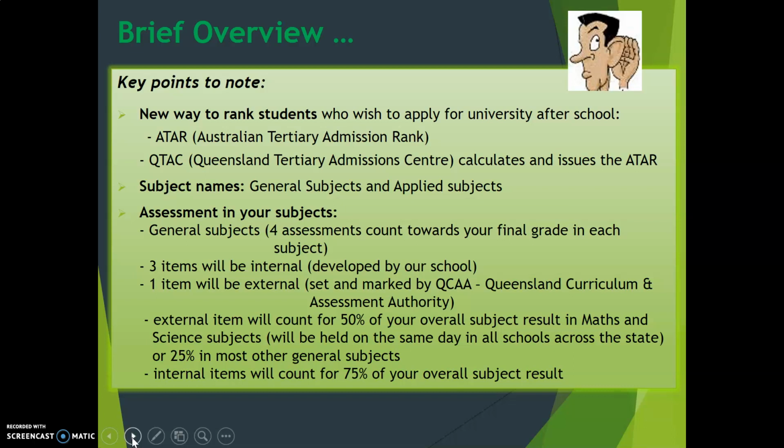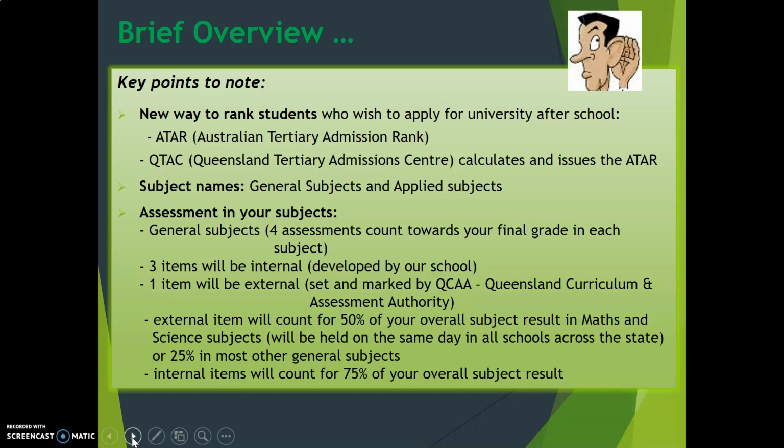One item will be an external item. This is set and marked by the QCAA, and you will sit this in Term 4 of Year 12 to go towards your ATAR. That external item will count for 50% of your overall subject result if you're studying maths and science subjects, and it will be held on the same day in all schools across the state, in all subjects. In most of your other general subjects, the external exam will contribute 25% towards your total score out of 100. Together, your internal items will count for 75% of your overall subject result.